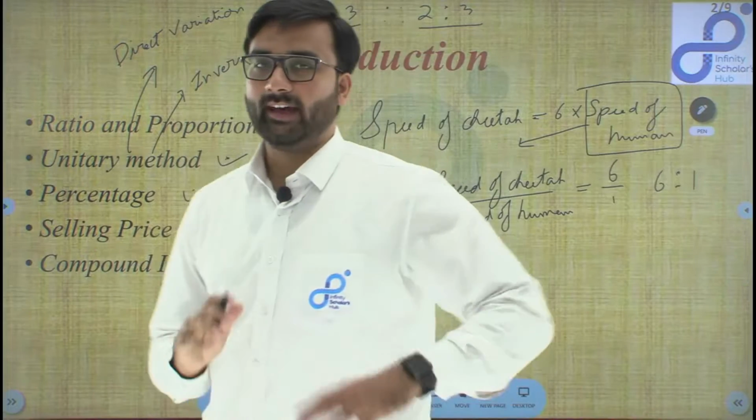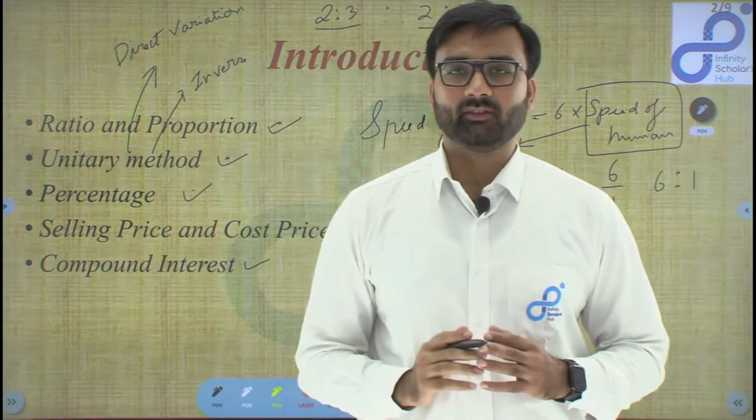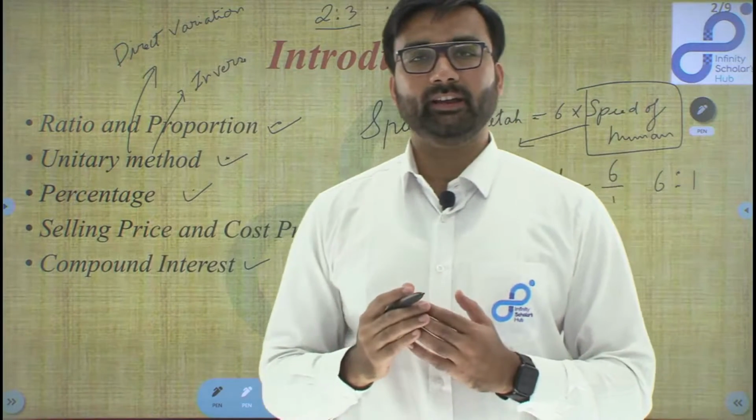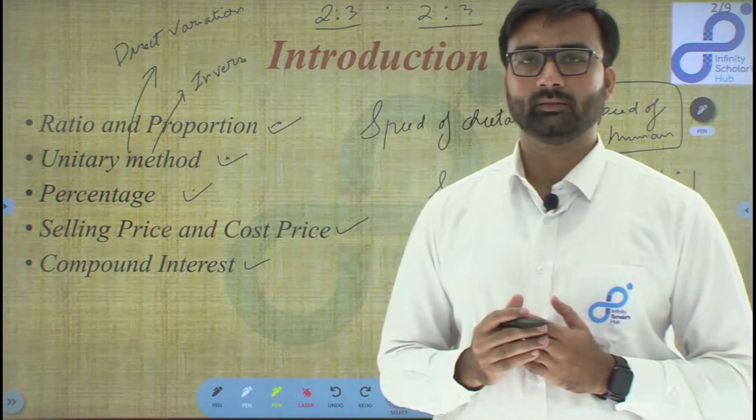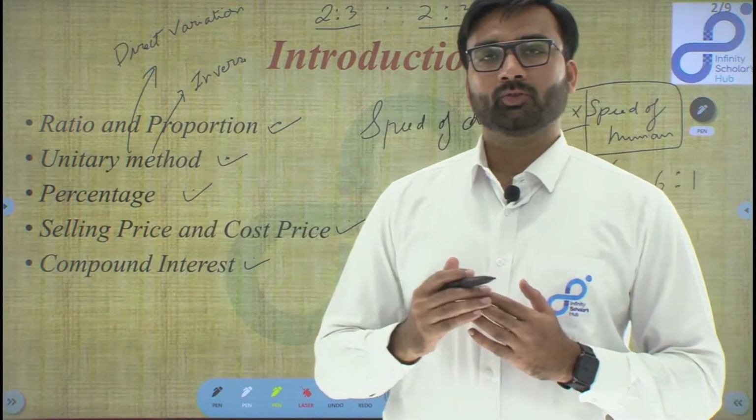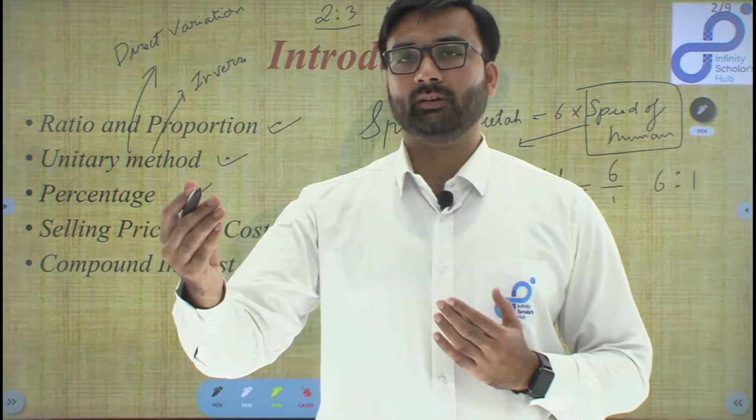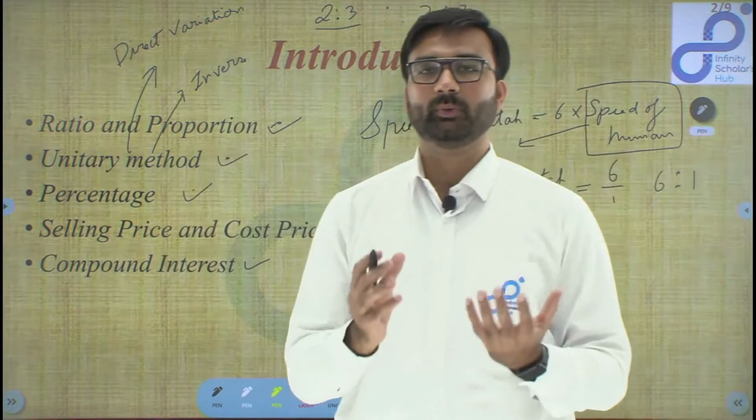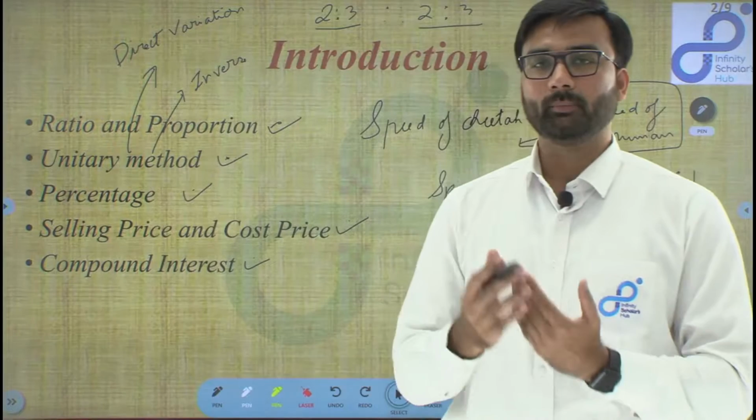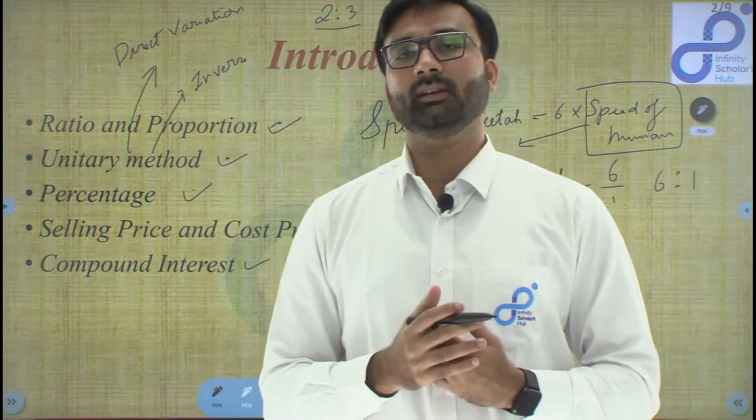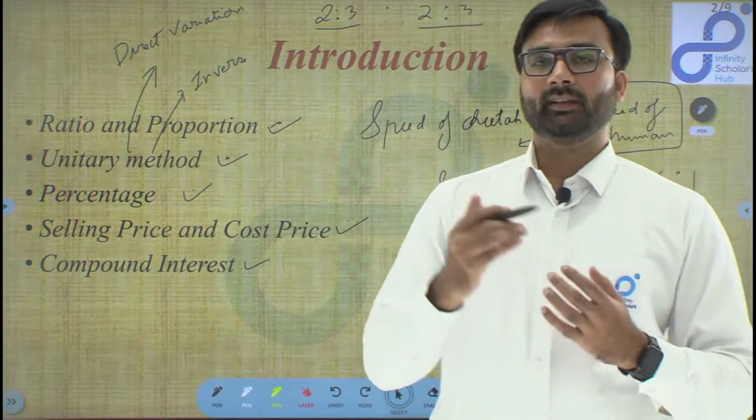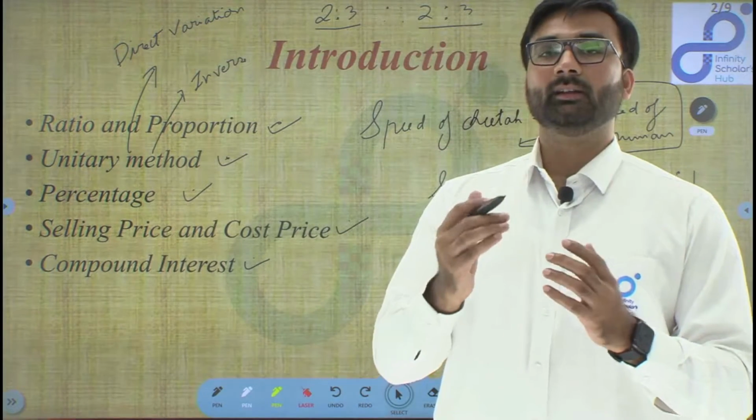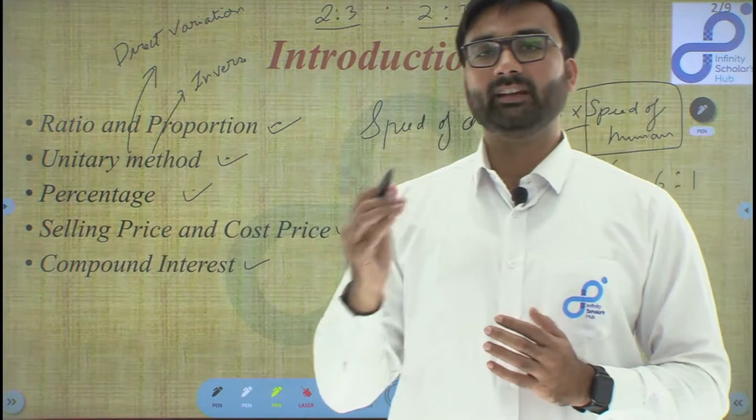When I talk about direct variation, what are the examples of direct variation? Let's say the speed of a vehicle is 50 kilometers per hour, so it will cover a distance in, say, 1 hour, right? If I am saying the speed is 50 kilometers per hour, that means that particular vehicle is covering 50 kilometers in 1 hour. On the other hand, there's another vehicle, whose speed is 70 kilometers per hour.